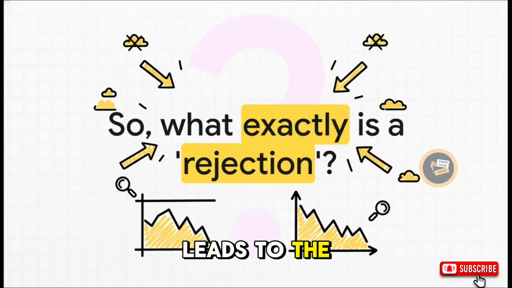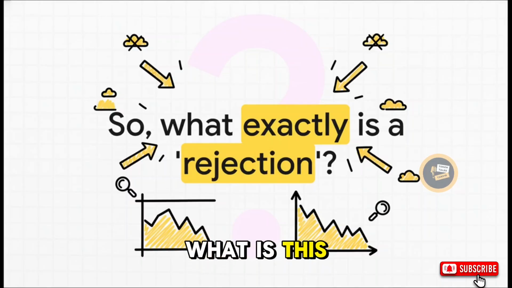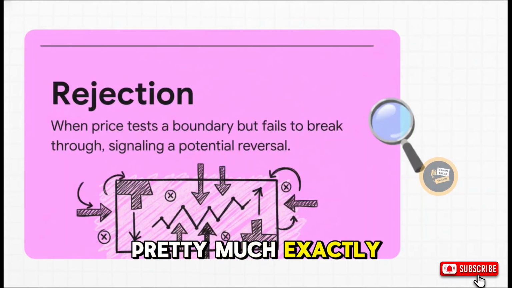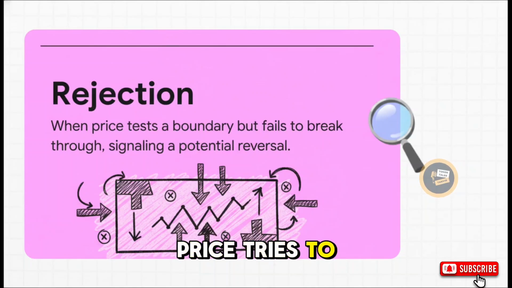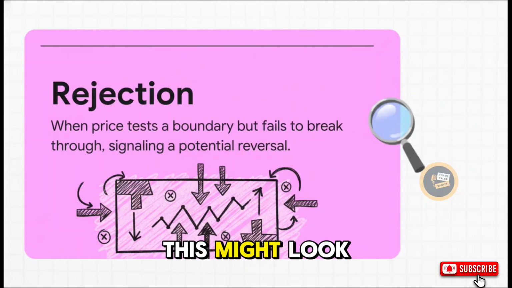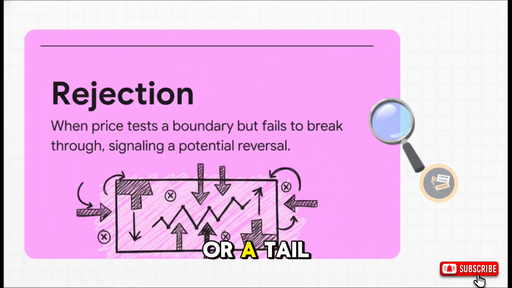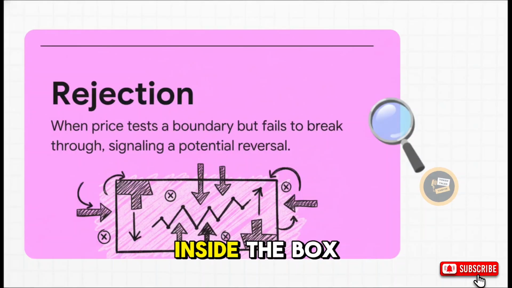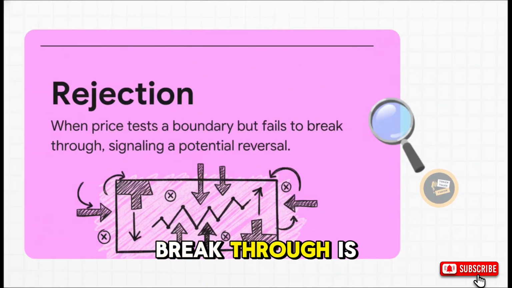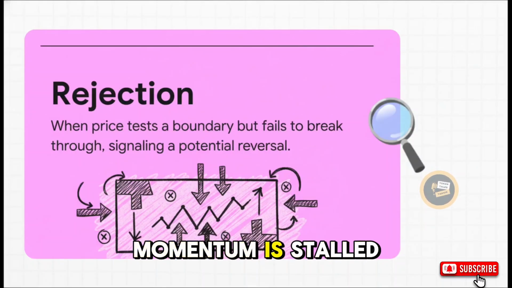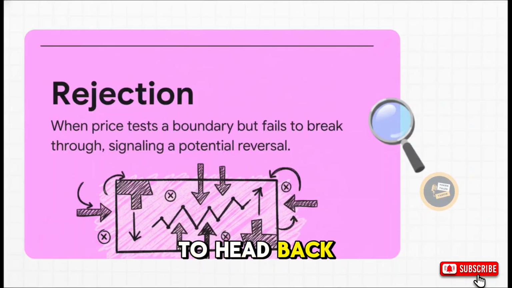Which, of course, leads to the most logical next question, right? If we aren't buying or selling at the edges, what in the world are we waiting for? What is this rejection the whole strategy is built on? A rejection is pretty much exactly what it sounds like. It's when the price tries to break out of the box, but it fails. It gets pushed back. So on a chart, this might look like a candlestick with a really long wick or a tail that pokes through the line, but the main body of the candle closes back inside the box. That failure to break through is your signal. It suggests the momentum is stalled out and the price might be about to head back the other way.